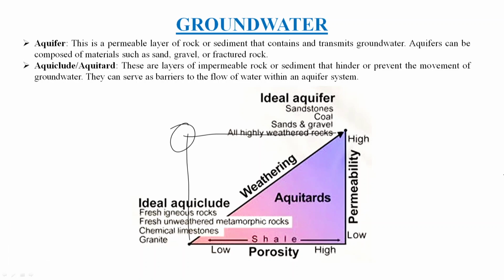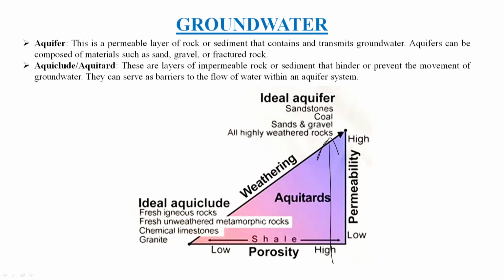We will come to weathering in a bit. Now, specifically looking at this diagram, on one side you have high permeability going vertically up and low permeability downward. On the base, towards the left you have very low porosity, and towards the right you have very high porosity. Now if I look at this zone, somewhere here, your porosity is very high as well as your permeability.